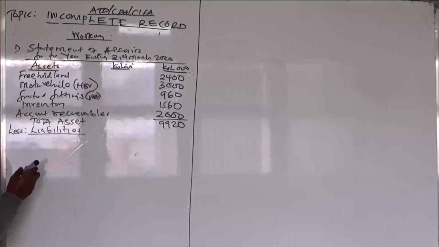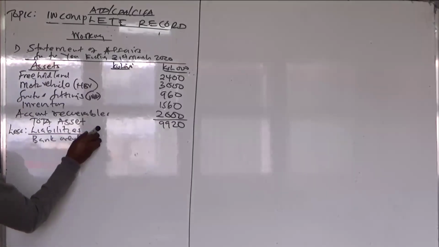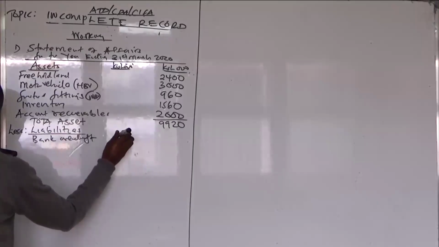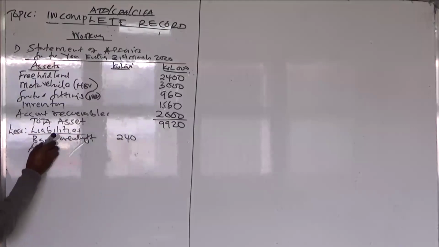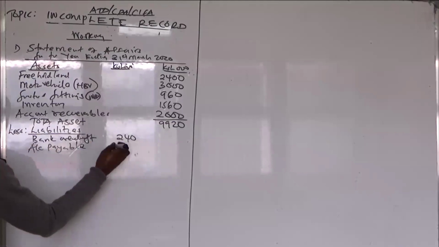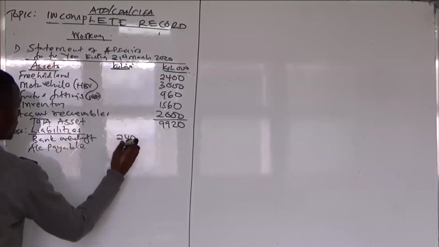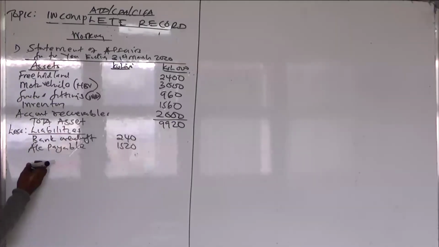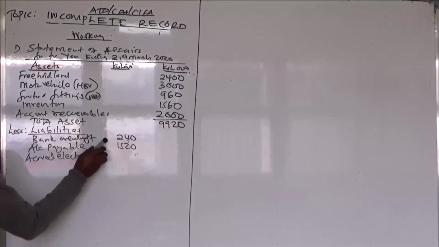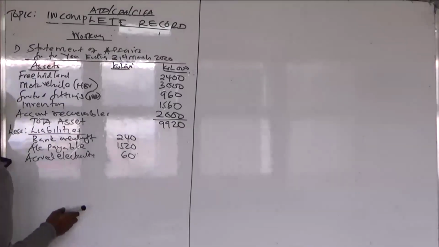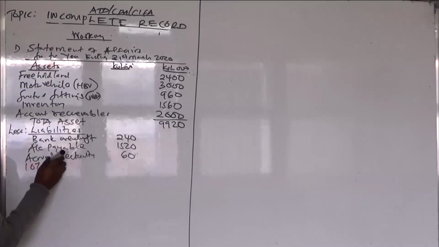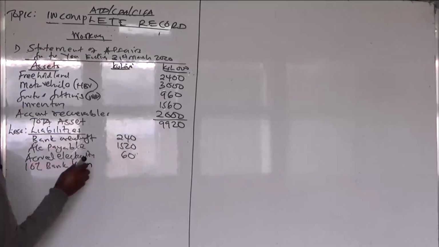The first liability we start with is the bank overdraft. How much is it? 240. Then there is accounts payable. How much? 1520. Then we have accrued electricity expenses. How much? 60. Then we have the 10% bank loan. How much is it?